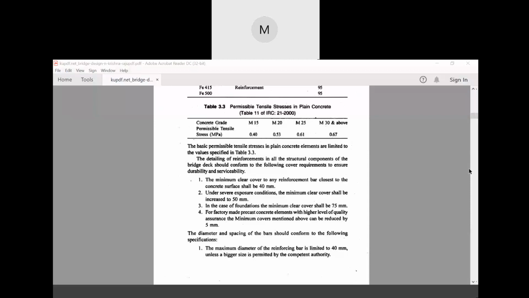Now, do you know the clear cover? Any idea? Can anyone tell me what is clear cover? Someone unmute yourself and tell me what is clear cover.